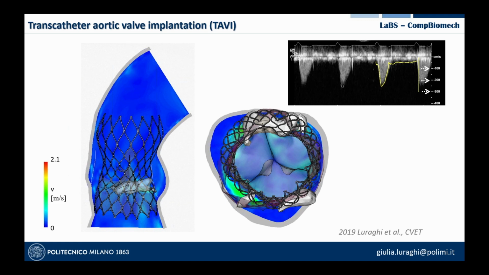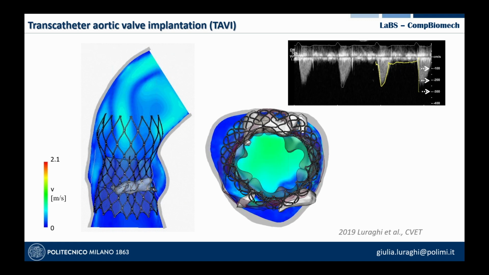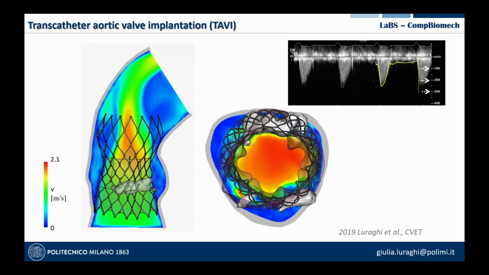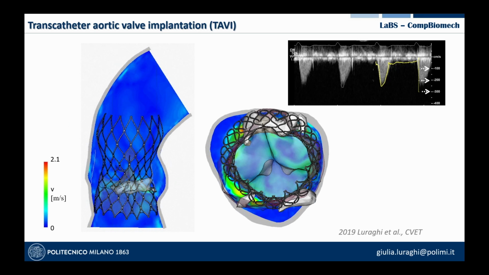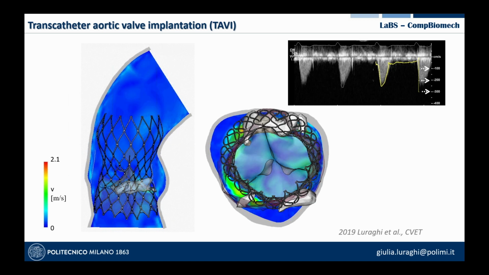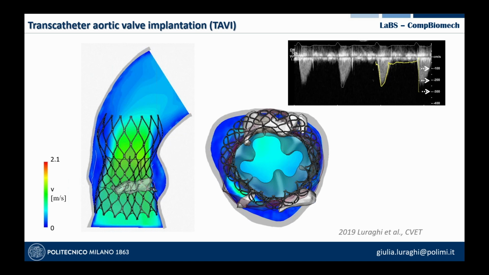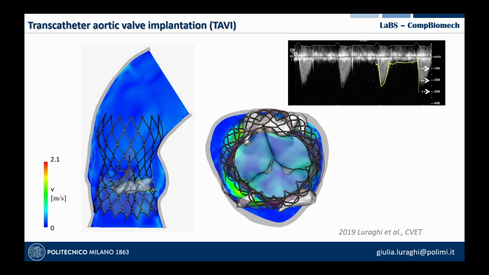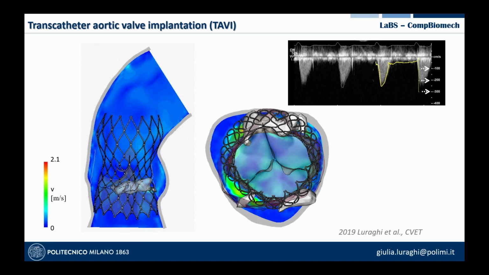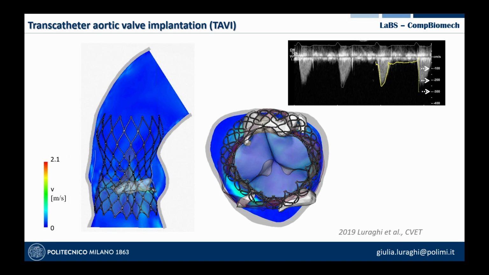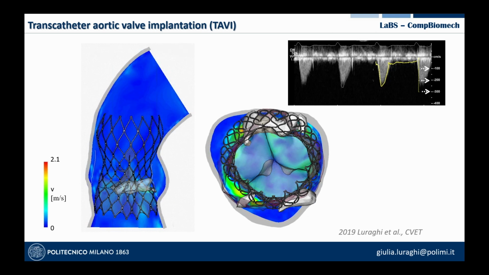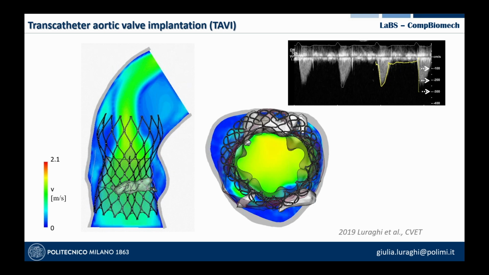In this case, we apply as boundary condition pressures acquired after the treatment. And we have in this case a very complex structural problem because we have the patient domain, the aorta, the native leaflets, and the calcification fully in contact with the device composed by the stent and the pericardium. All of these structural parts are deformable and coupled with the blood domain.